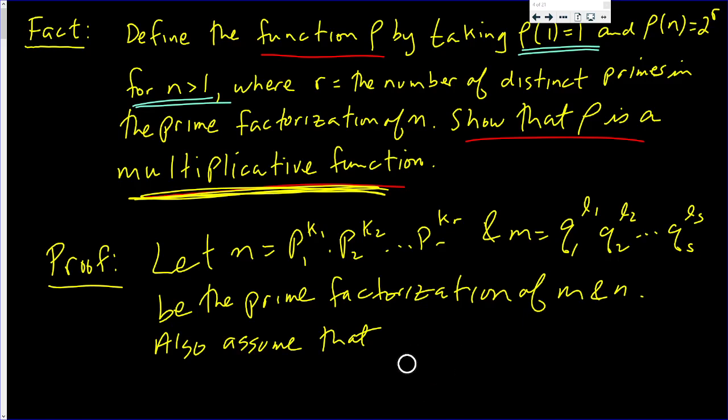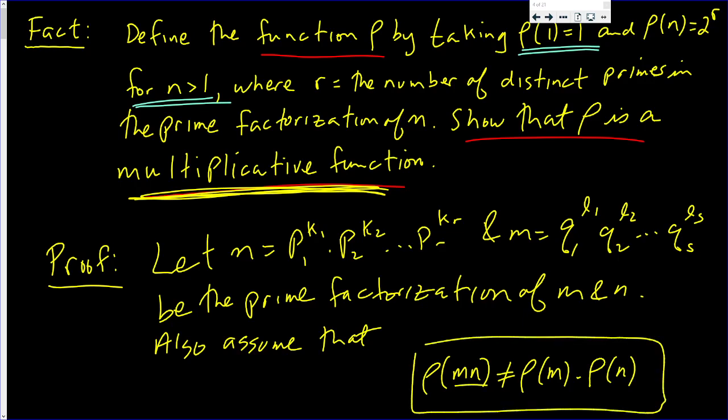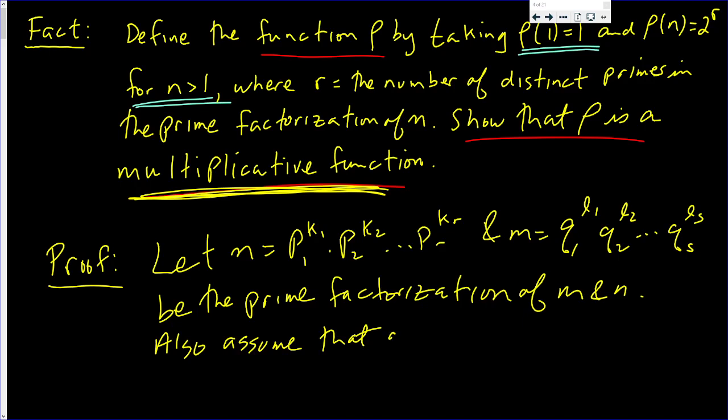Rho of mn can be multiplicative, but it doesn't always equal rho of m times rho of n. That's not always true. However, if rho is multiplicative and m and n are relatively prime, that is, their GCD is 1, then yes, that equality holds. So also assume that the GCD of m and n is 1, which implies that no p sub i is equal to a q sub j.